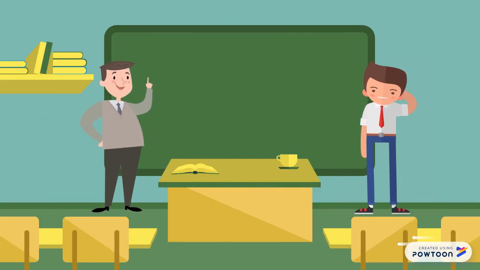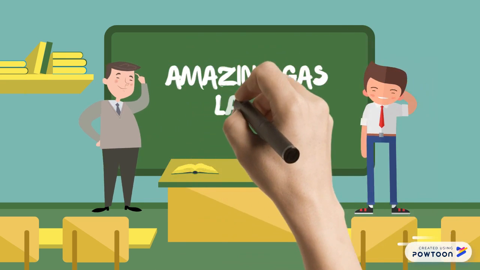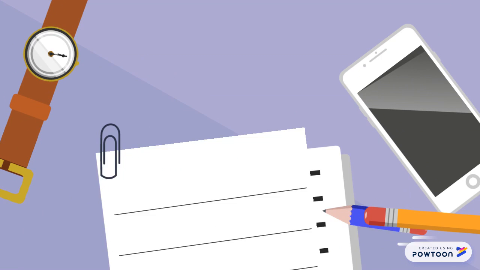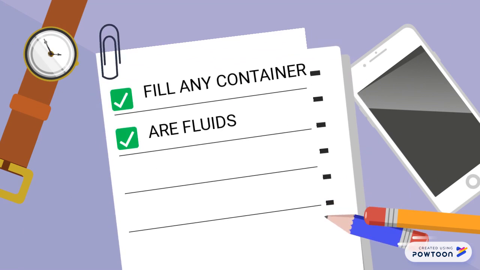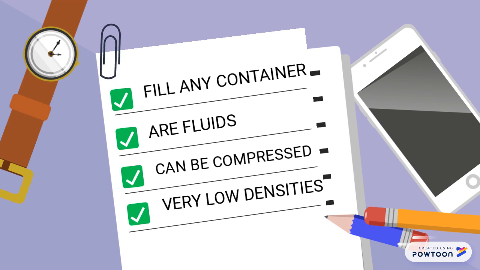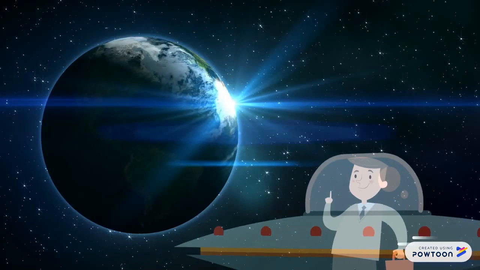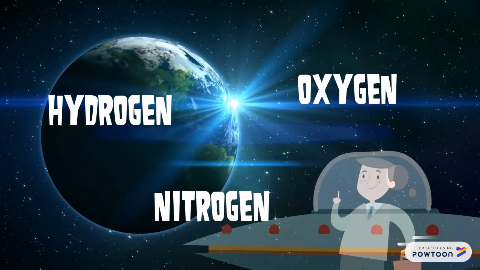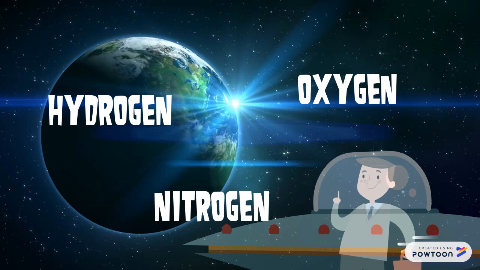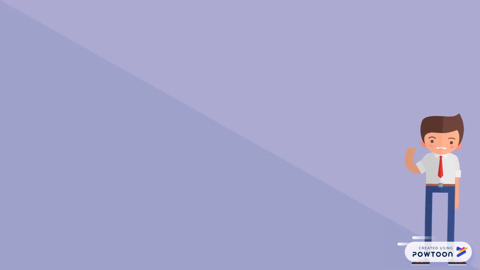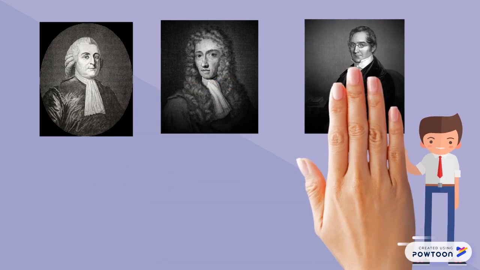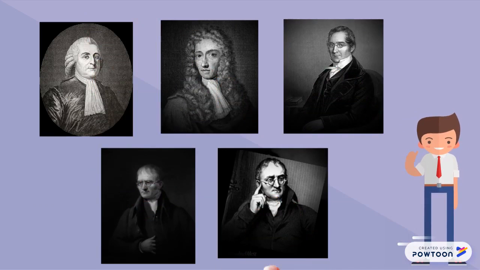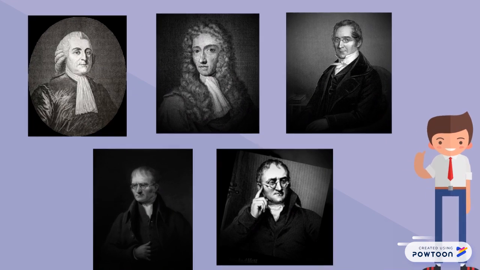Today we'll talk about the amazing gas laws. These are some definitions of gases. Gases fill any container, are fluids, can be compressed, and have very low densities. There are different gases present on Earth, such as oxygen, nitrogen, and hydrogen. Also, different scientists had their interests regarding gases. Among them are Boyle, Avogadro, Dalton, Gay-Lussac, and Charles.